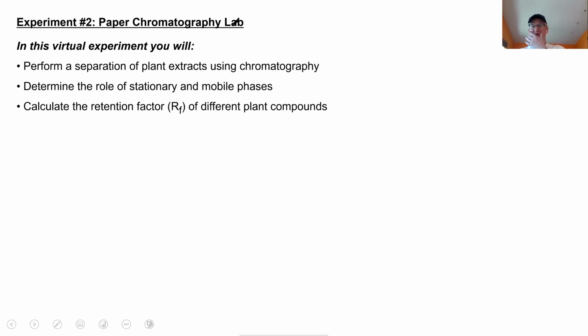So we did the paper chromatography lab next. We sort of learned what chromatography is. Can anyone give me a brief explanation of what chromatography means? What did you actually do when you did chromatography?